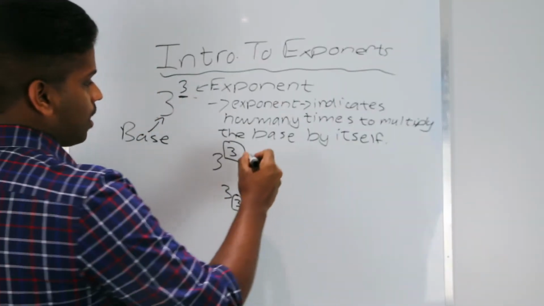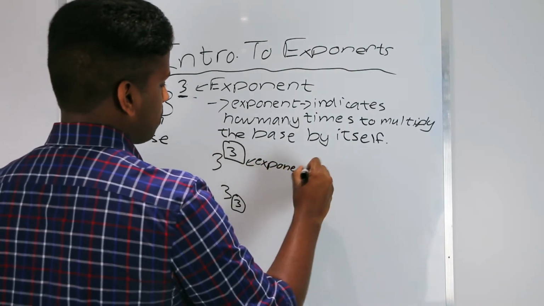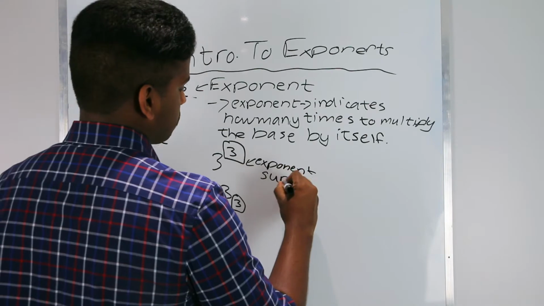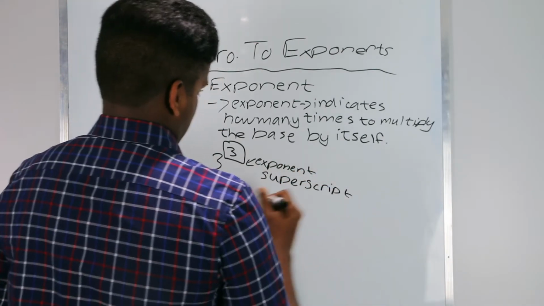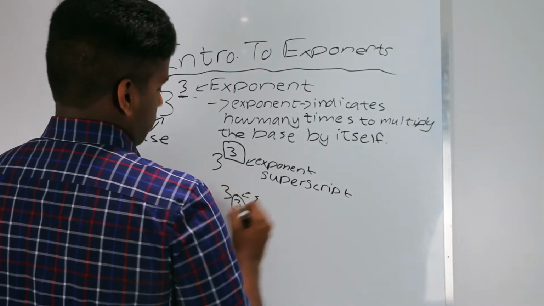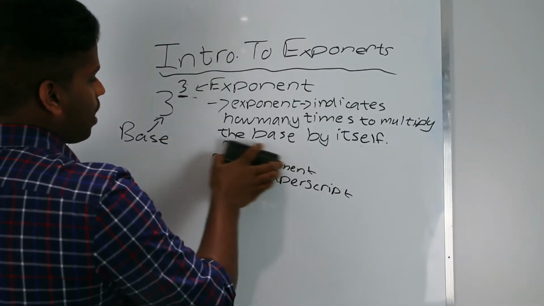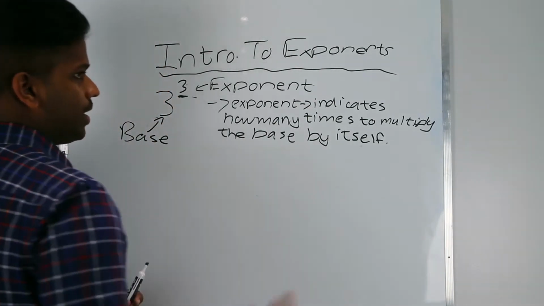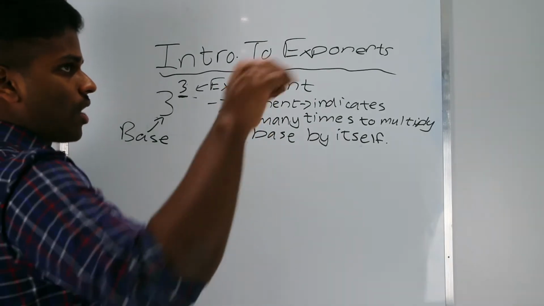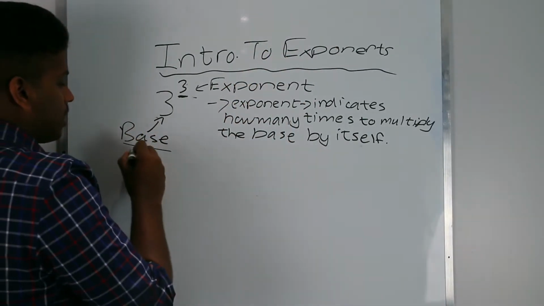Just so you know, this is an exponent, this is a subscript, and that's a superscript, so the exponent is written in superscript form. We don't need subscript, I just wanted to make a point there. So it's a small number, small in size, written in the top right hand corner of another number, and that other number is called the base.